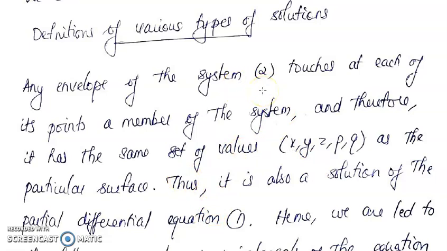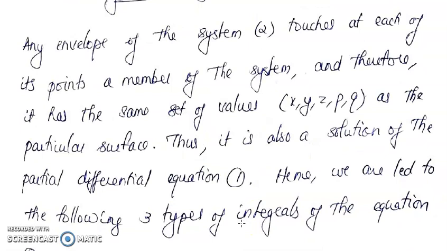So if f of x, y, z, a, b equal to 0 is a solution of our PDE, then when I find an envelope, the envelope also touches the surface at each point. So the given envelope is also going to satisfy the conditions of the PDE. Therefore the envelope is also a solution of the partial differential equation 1, which is f of x, y, z, p, q equal to 0. This idea is going to give us the 3 different types of solutions or integrals of the equation.